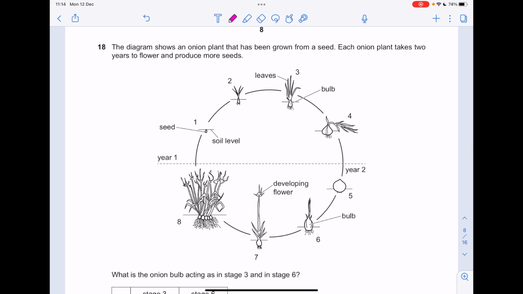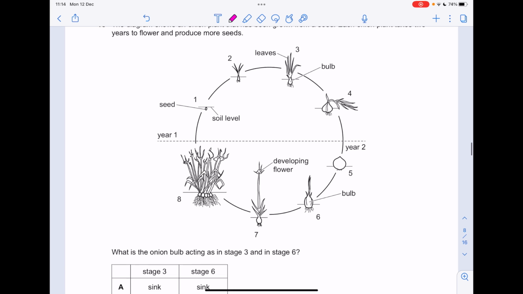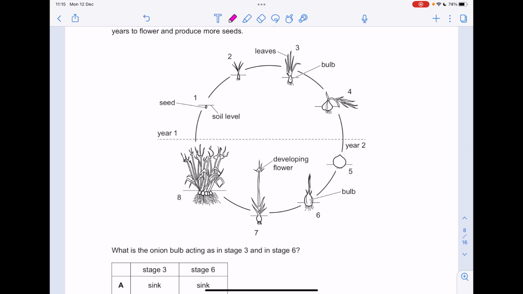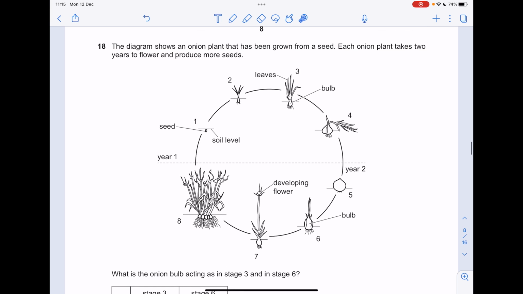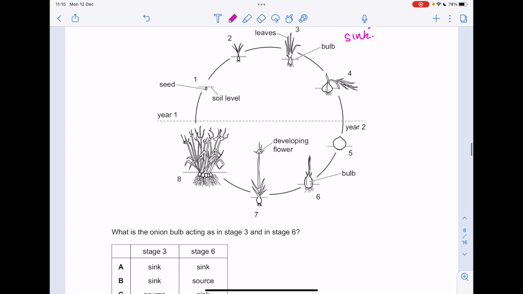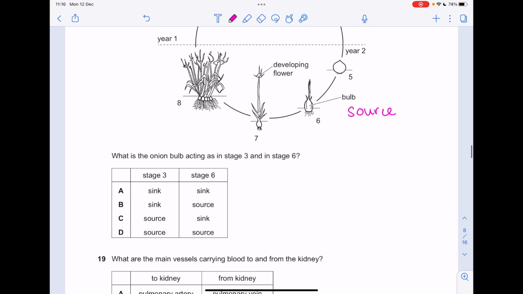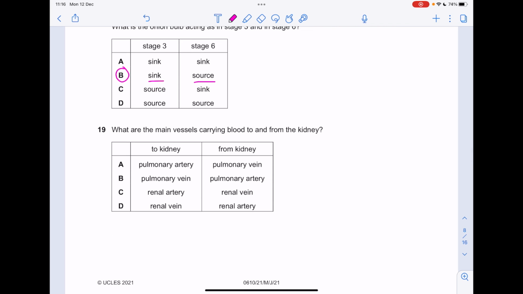18. The diagram shows an onion plant that has been grown from a seed. Each onion plant takes 2 years to flower and produce more seeds. What is the onion bulb acting as in stage 3 and stage 6? Look at what's going on. You can see that in stage 3, this is when the onion bulb is using up the sugar, it needs it, which is why it's a sink. Whereas at stage 6, the onion plant's really relying on that bulb to act as a source of sugar. So we're looking for sink followed by source. So that's B.